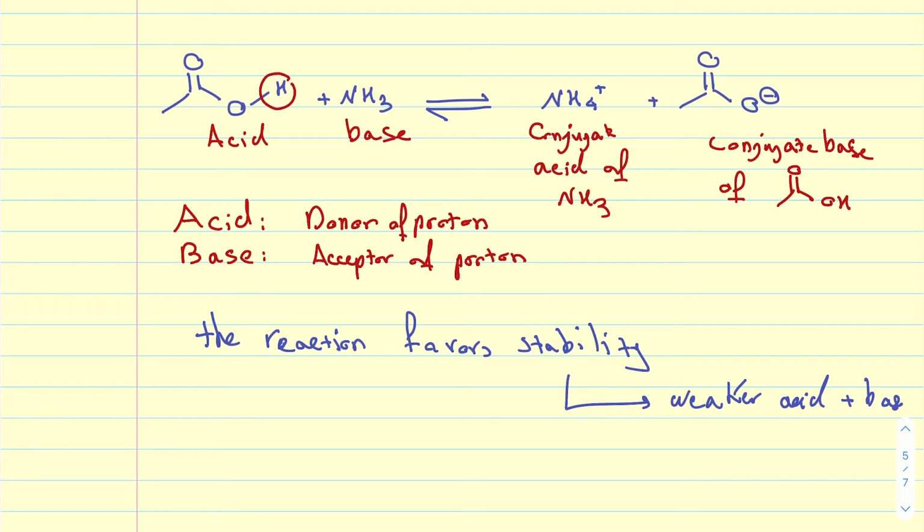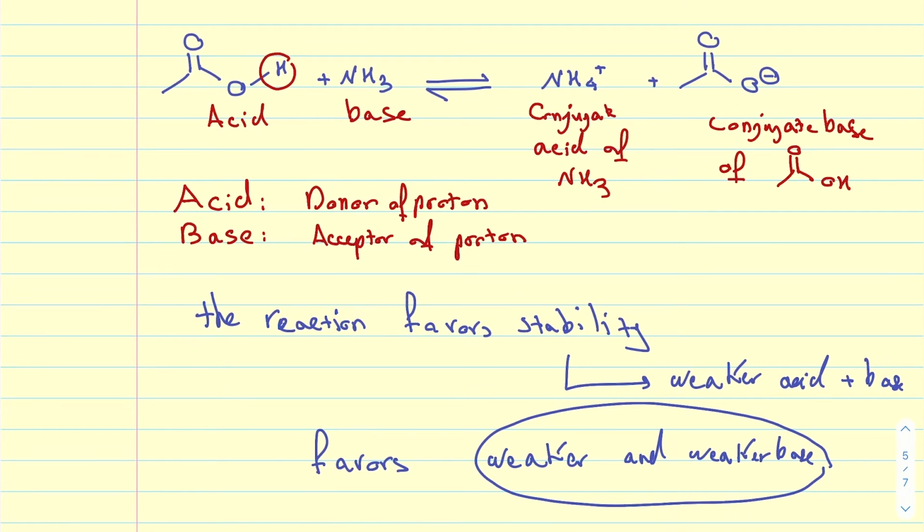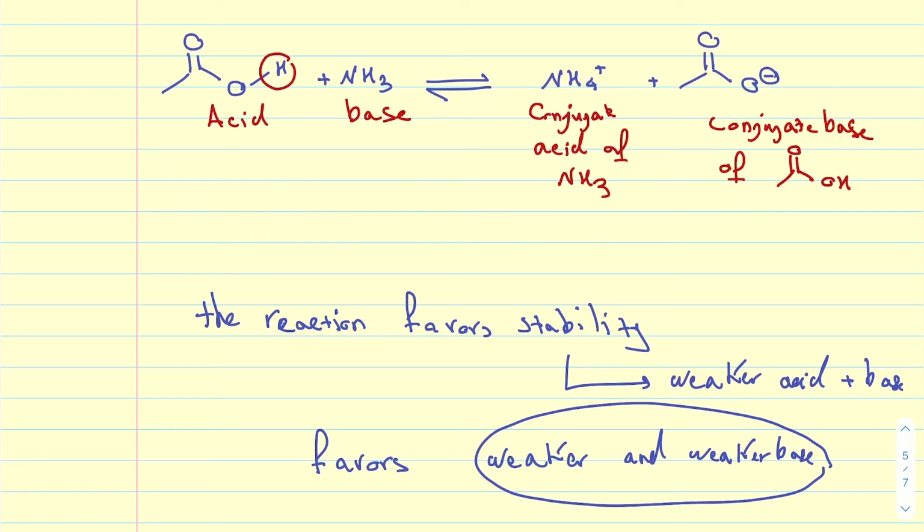So the reaction is going to favor the weaker acid and weaker base. Interestingly enough, the weaker acid and the weaker base have to be on the same side of the reaction. I'm going to explain why and how. Alright, first of all, let's find the weaker acid and the weaker base. I'm gonna erase the definitions just to make up some room.